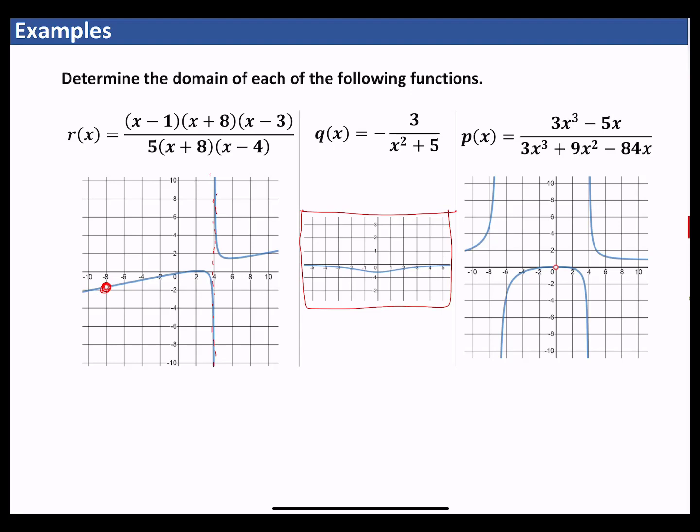And then finally, p of x, we said the domain was all real numbers except 0. So there's a hole there that, again, technology would miss, and we'll talk about in a future section. We said x could not equal negative 7, and there appears to be a vertical asymptote there, and x cannot equal 4. And we see another vertical asymptote there as well.